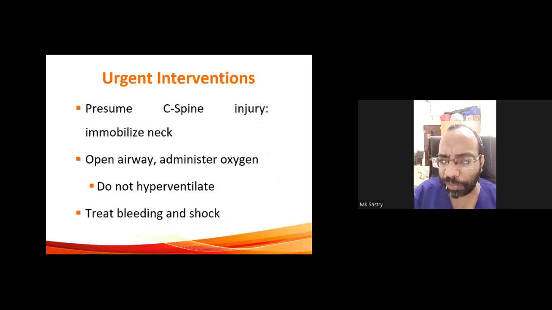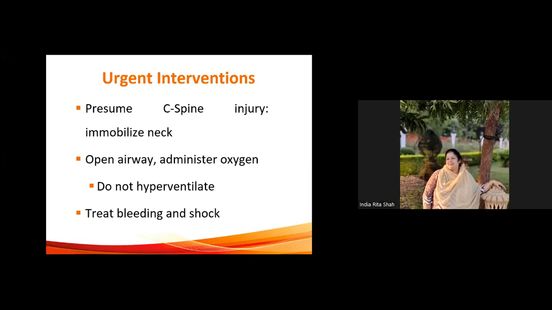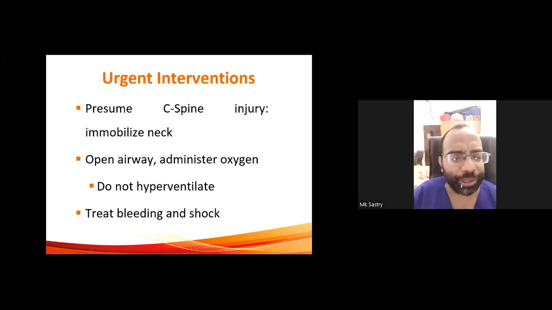If you have an urgent intervention, any cervical injury, you have to immobilize it with a hard collar. It is called what? Hard collar. So that you don't move your neck. Right?